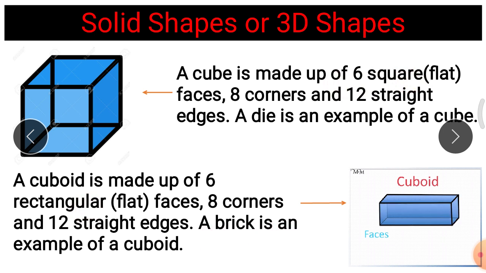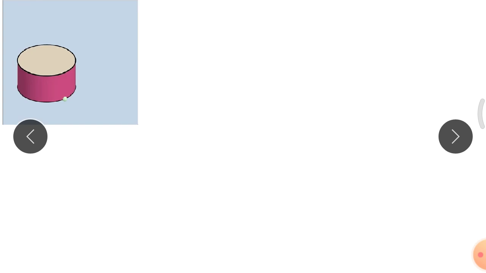A brick is an example of a cuboid. So you can see here in the picture it's coming, the red color one. It's a corner, right? And then the yellow line will come. Yes. So they are edges. Okay, they are edges. You can see. Yes. Okay. Now come to the next shape.